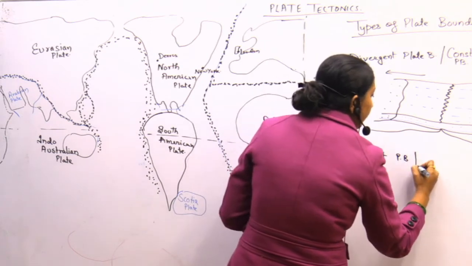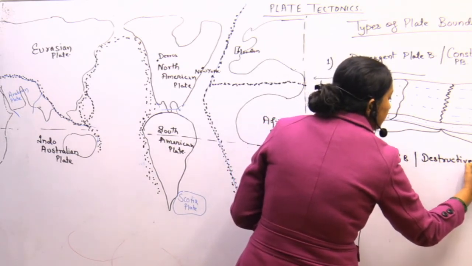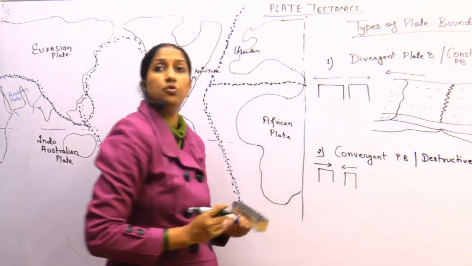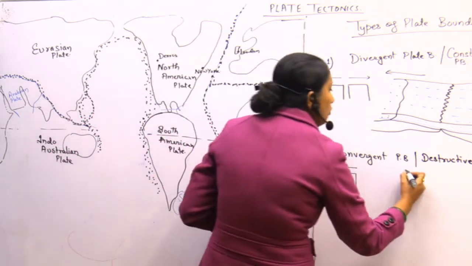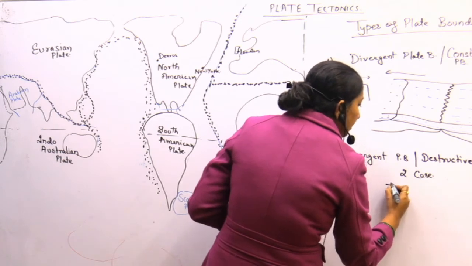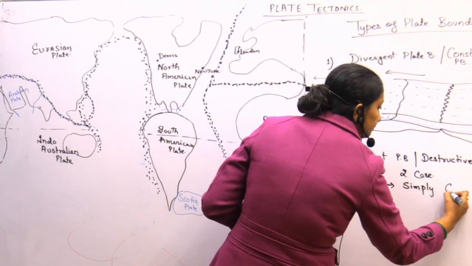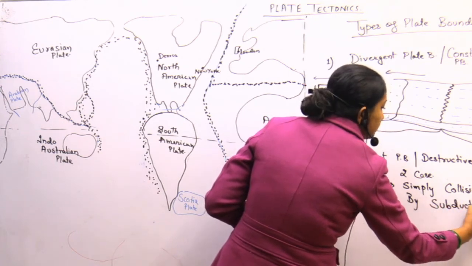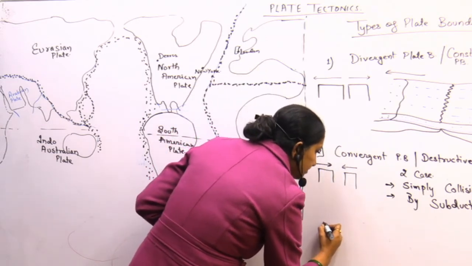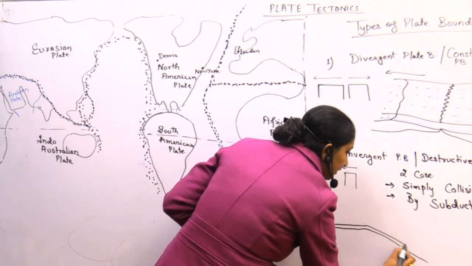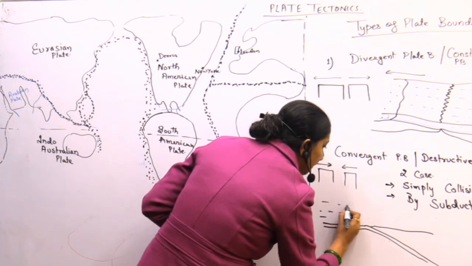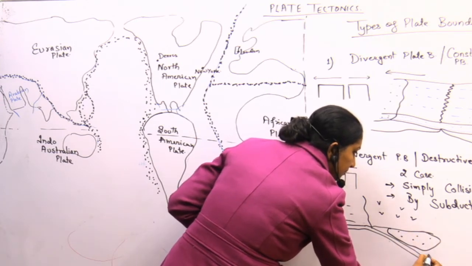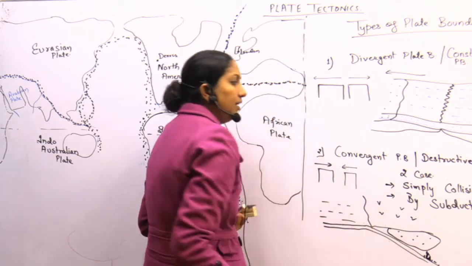The convergent plate boundary, or destructive plate boundary. This situation occurs when the two plates are coming close to each other. In this case, two cases may be possible. The convergence may be simply collision, or the second case is by subduction, where one plate is subducting under another plate. For example, this is the oceanic plate which is subducting under the continental plate. So here is the ocean part, here is the continent part. This is the lithospheric plate. This oceanic plate is melting here. So subduction is taking place.